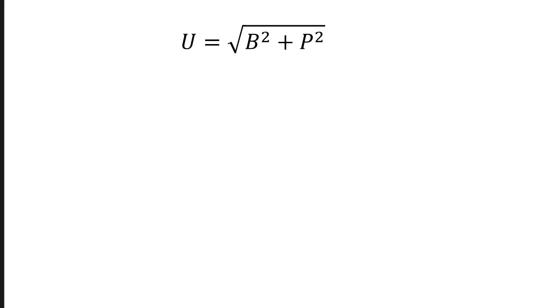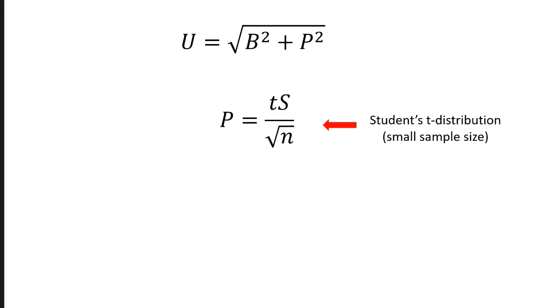In my first video on this topic, I told you that total uncertainty in a quantity derived from experimental measurements is equal to the root sum square of bias and precision, where precision is typically determined using a student's t-distribution due to the small number of experimental samples taken at the same conditions.